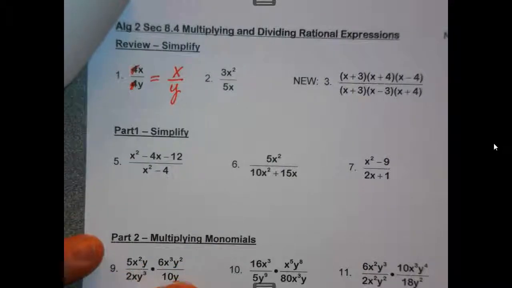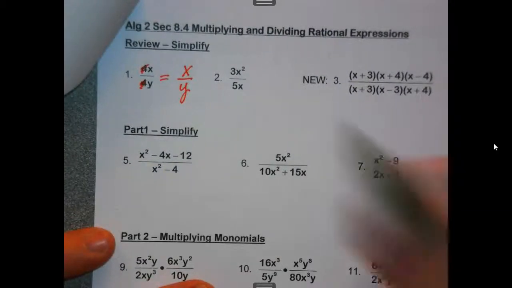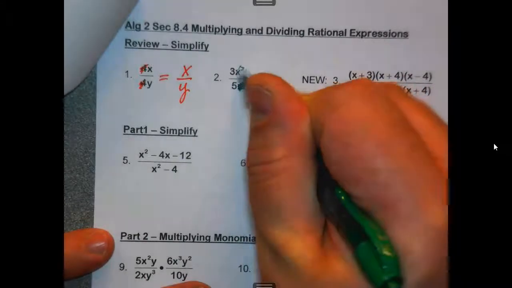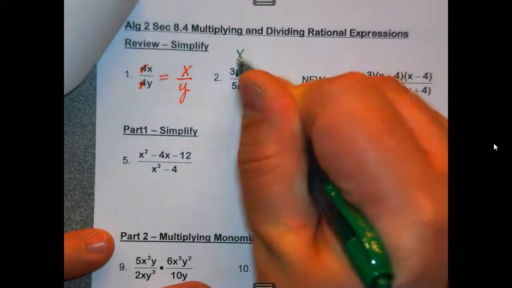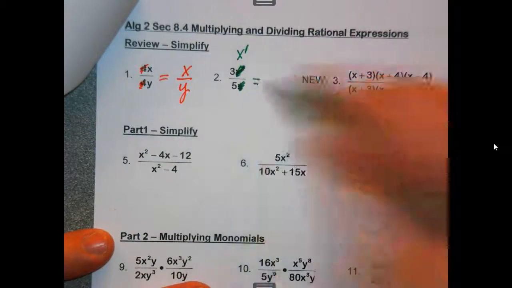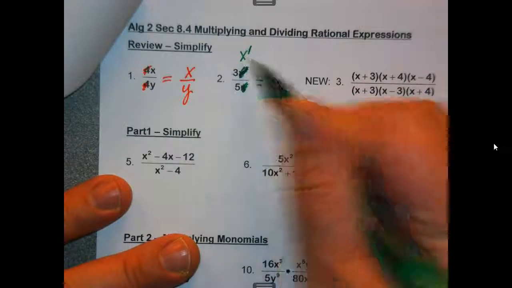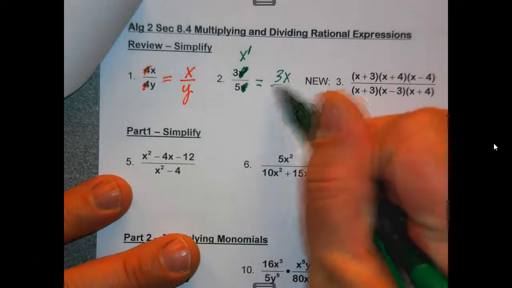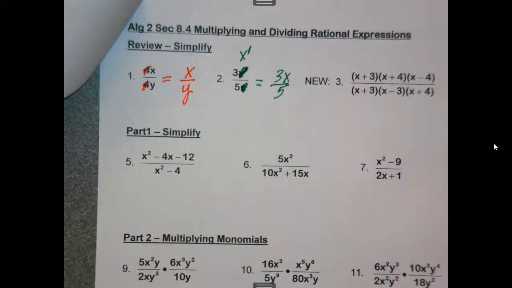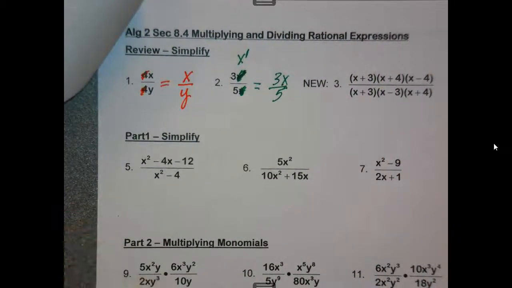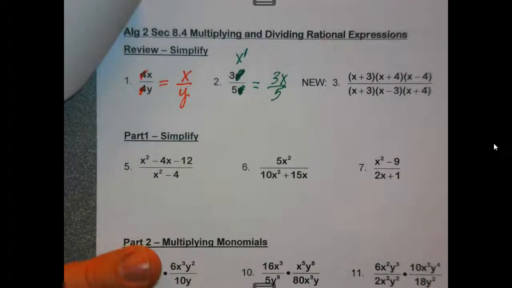All right, I can take out one of the x's, right? This is x to the first, x to the second. I'm left with x to the first. What's my answer? 3x over 5. Okay. Hopefully, you guys got that down between yesterday's class and your practice work.